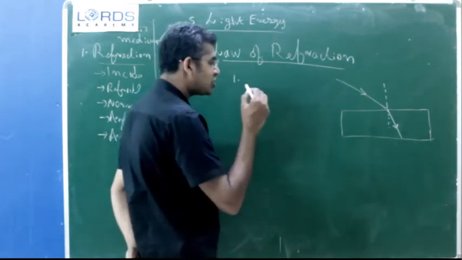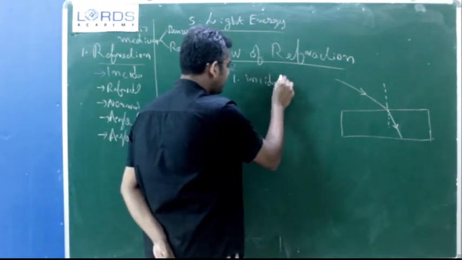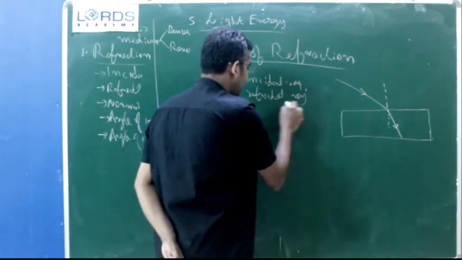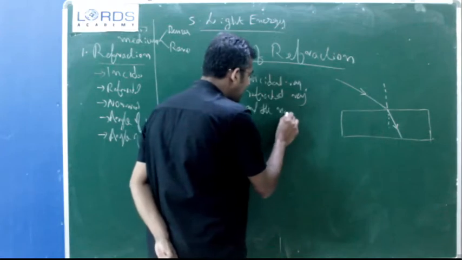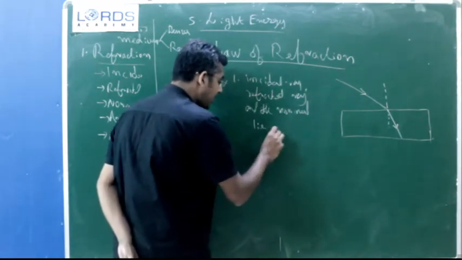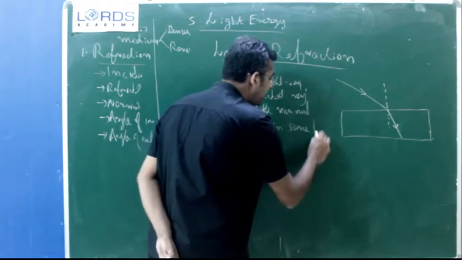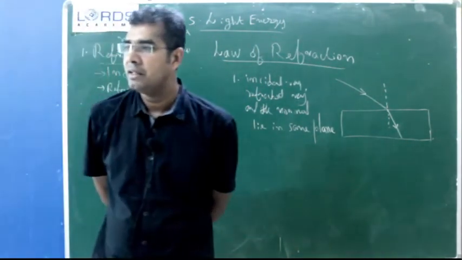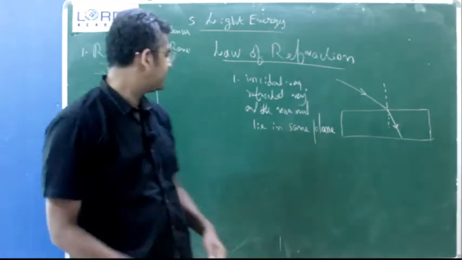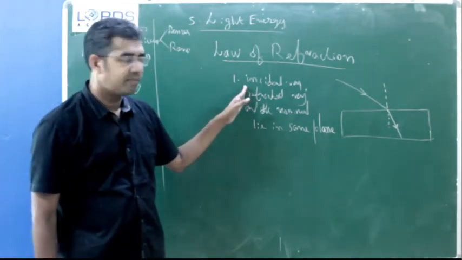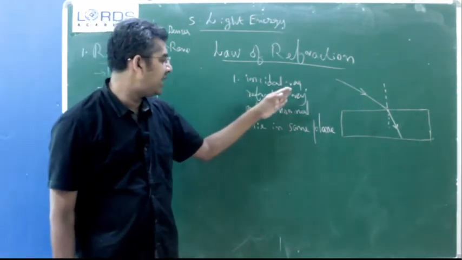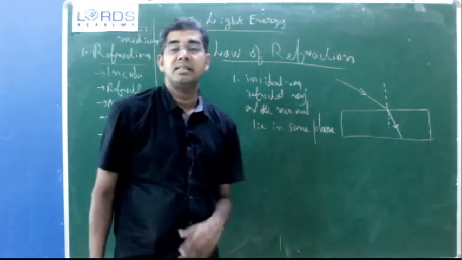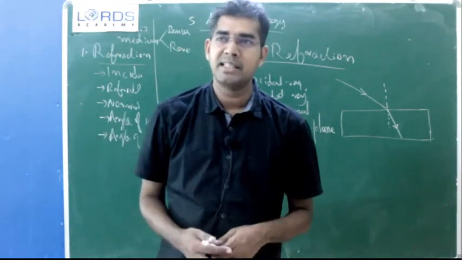That's the first statement: the incident ray, the refracted ray, and the normal lie in the same plane. P-L-A-N-E, plane, not P-L-A-I-N. Can you repeat that with me? Incident ray, refracted ray, same plane. Okay, that's great.